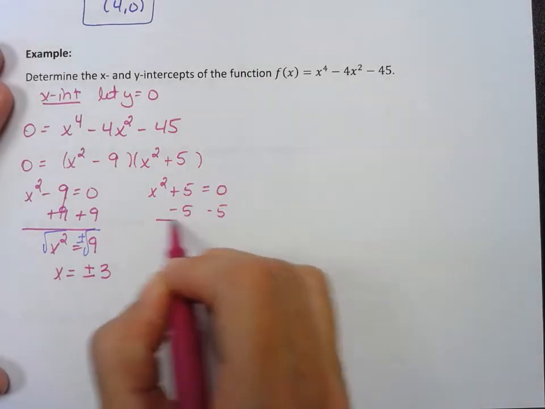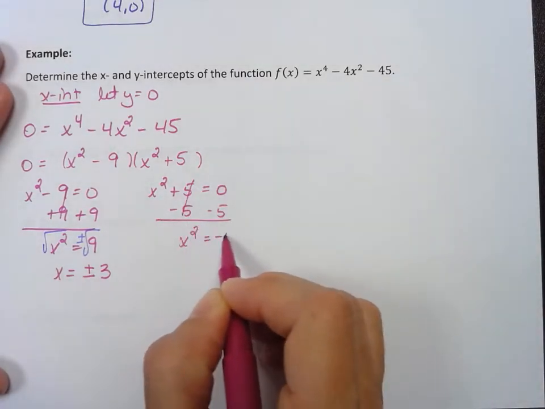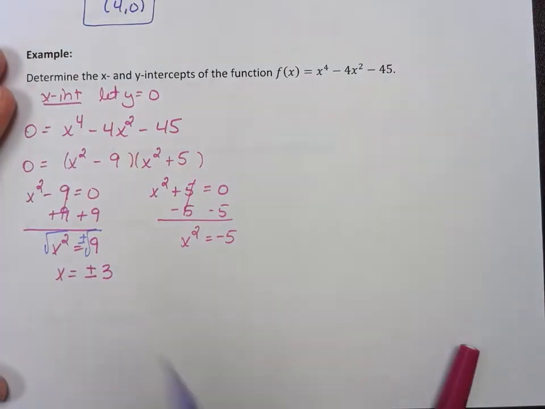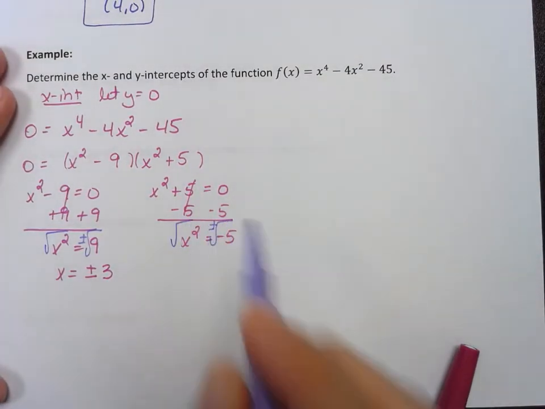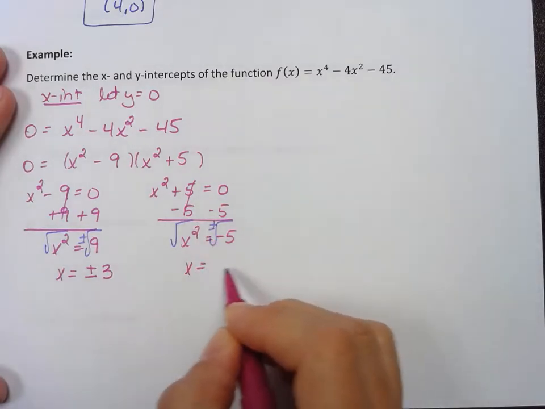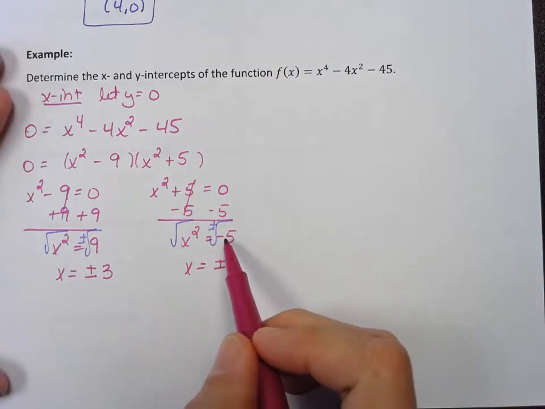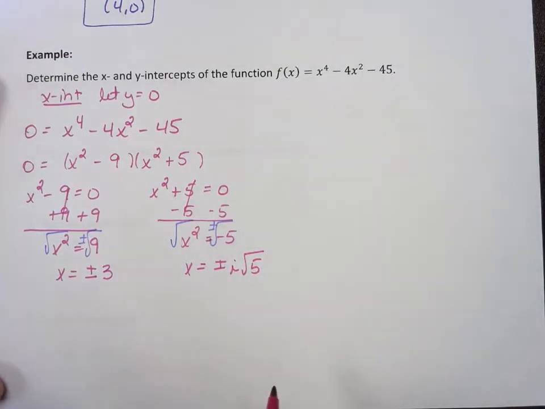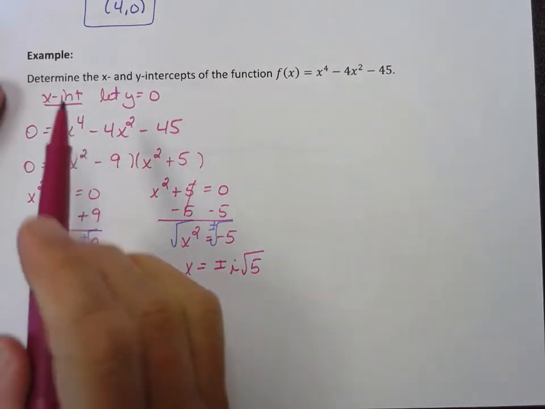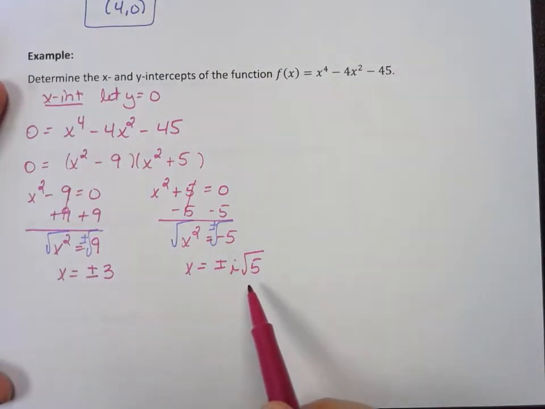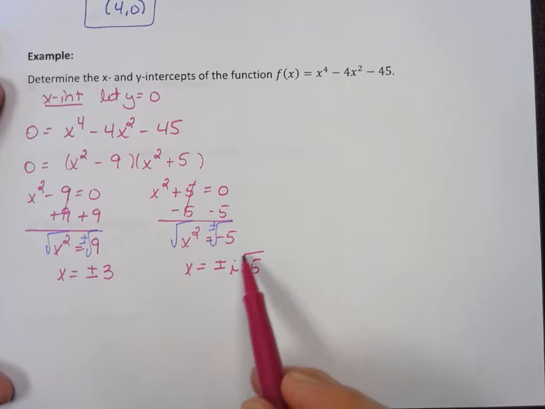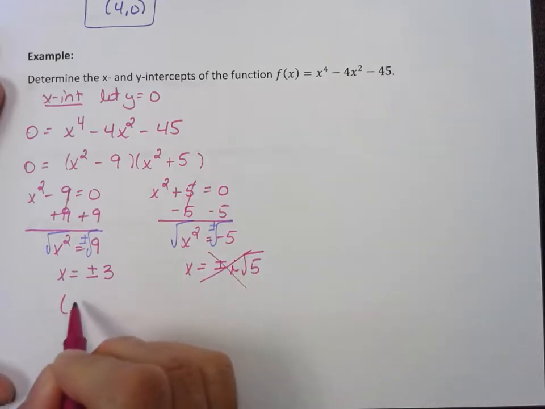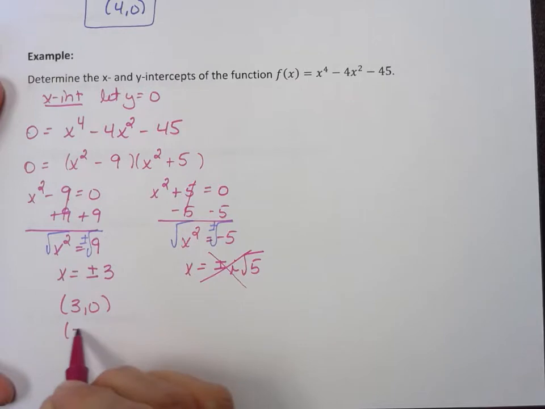This one we subtract 5. We take the square root of both sides. Don't forget plus or minus. So we have x is equal to plus or minus the square root of negative 5. That's i square root of 5. Now what are we looking for here? We're looking for x-intercepts. Can we graph an imaginary number as an x-intercept? I don't think so. So this one doesn't really help us that much. So here we have the points (3, 0) and (negative 3, 0) as our x-intercepts.